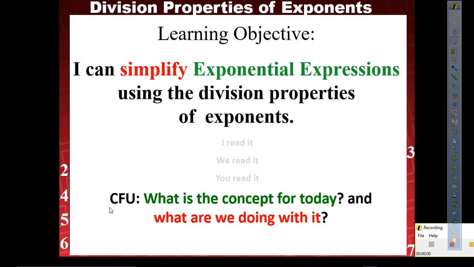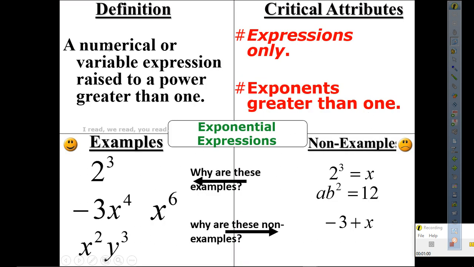So quick recap. We know what exponential expressions are. We said that they are numerical or variable expressions raised to a power greater than 1. Remember that? Yes, Mr. Q, we love these. Good. And then we have examples, non-examples. And you came up with some hashtags by yourself, right? And I also went over some steps. We started with quotient of powers. Remember that? And today we're going to finish up with power of quotients, okay?